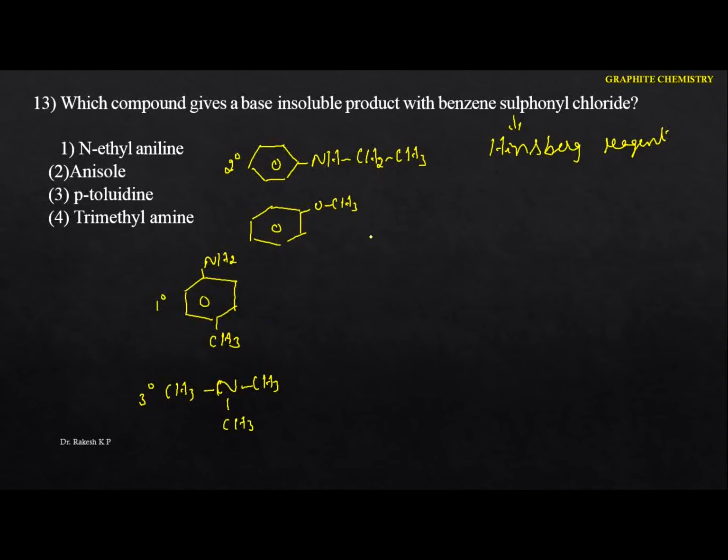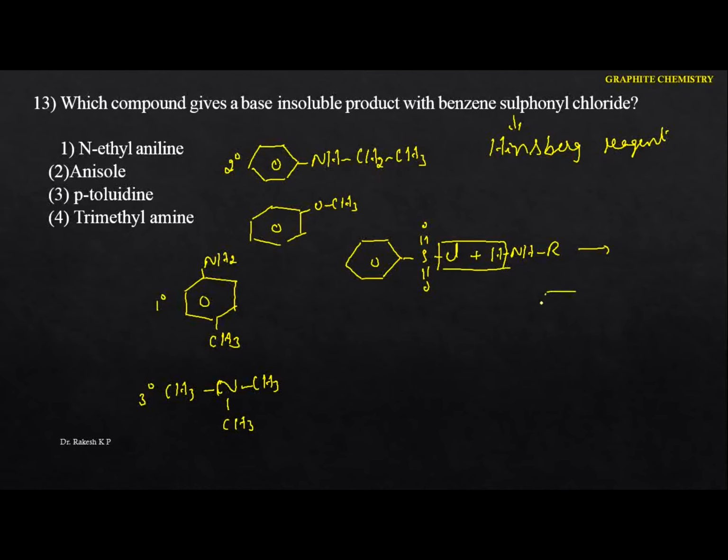Let me take the general reactions of benzene sulfonyl chloride with the different types of amines. This is the benzene sulfonyl chloride. I'm going to take the primary amine in this form, that is RNH2. Here it forms the respective N-alkyl benzene sulfonamide.